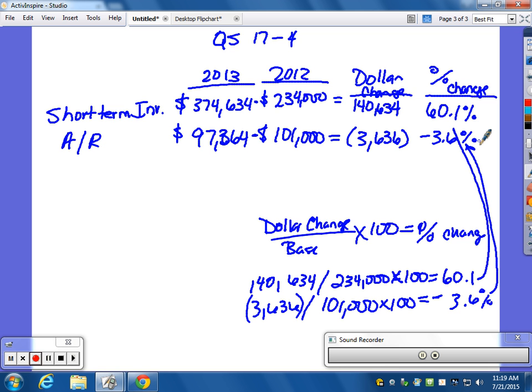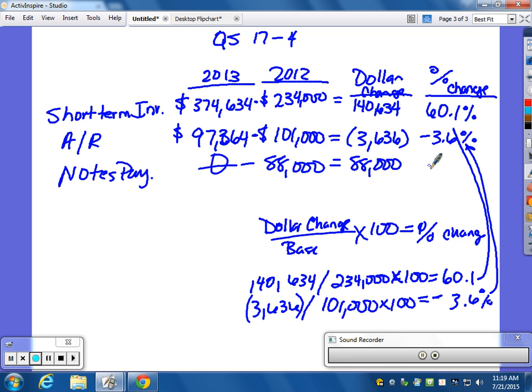Okay, last one is notes payable. Did you have anything for 2013? No, zero. Did you have anything for 2012? 88,000. So we know that the dollar change is 88,000, right? And there's no percent change. Okay, good. Next one is exercise 17-3.